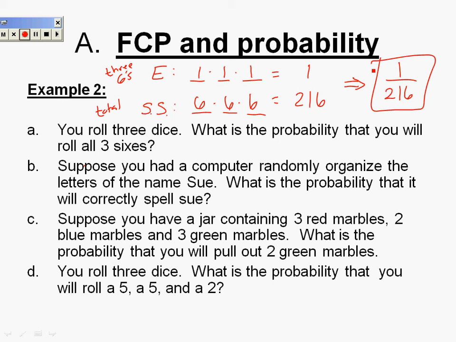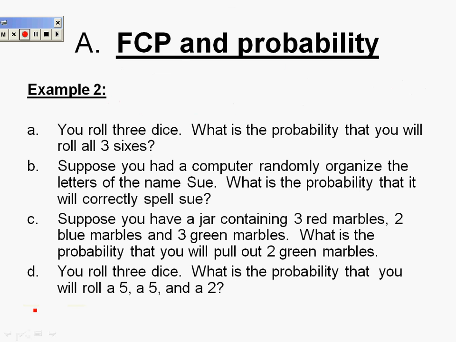Alright, number 2, event, sample space. Let's read it. Suppose you had a computer randomly organize the letters of the name Sue, S-U-E, you're randomly scattering those letters around. What's the probability that it will correctly spell Sue? What's the event? That it correctly spells Sue. So I'm going to put correctly spelled. Now, we're dealing with 3 letters, right?